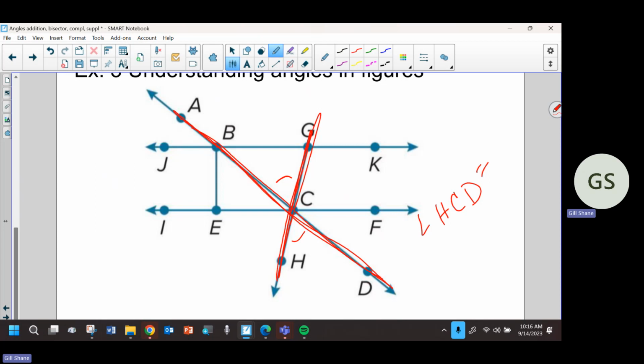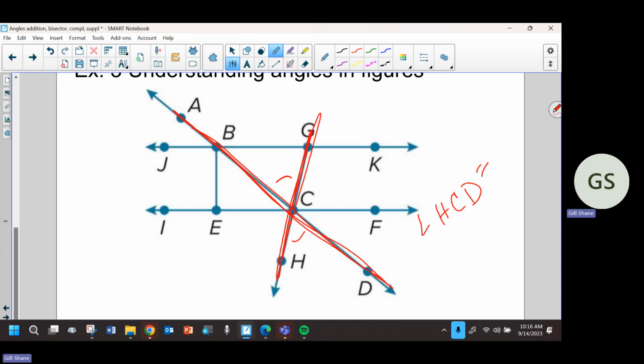Or no, 180. Oh, no, okay. Okay. Well, that makes sense. Isabella, what's that angle equal to?